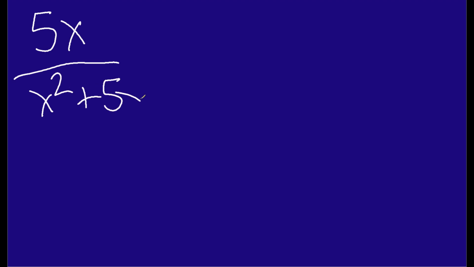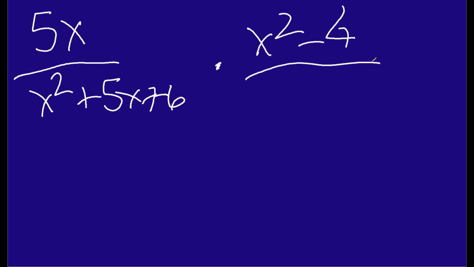So here's our only example for this video. Let's say we have 5x over x squared plus 5x plus 6, and then we have that multiplied by x squared minus 4, and this is over 10x. So this is what we're working with. Now, we could just multiply straight across. That would be one way to deal with it.